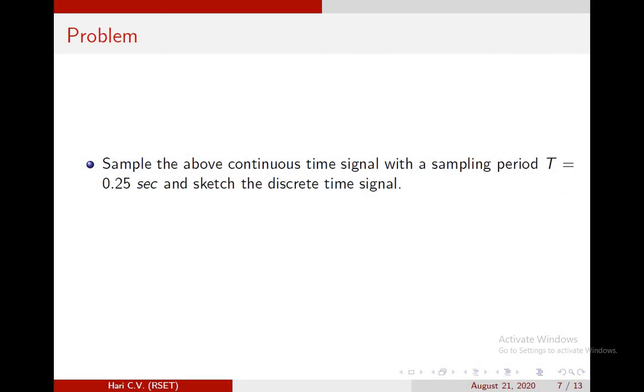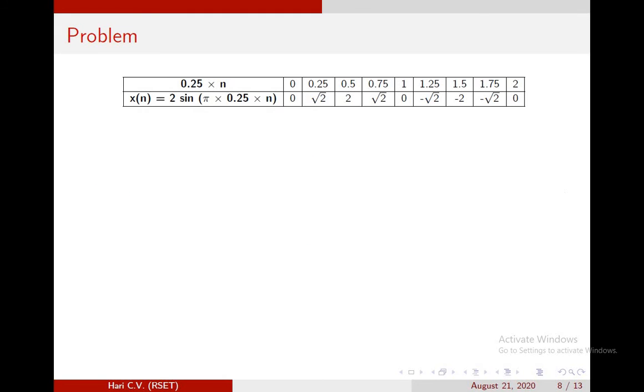Now sample the above continuous time signal with a sampling period T equal to 0.25 second and sketch the discrete time signal. So first we need to sample it. x of n is equal to xc of nT, that is, you will get the signal by substituting t is equal to n into capital T, so xc of t is equal to 0.25 n. It is given that the value of capital T is 0.25. Then calculate the values like this, 0.25 into n: 0, 0.25, 0.5, 0.75, 1, 1.25, 1.5, 1.75 and 2.